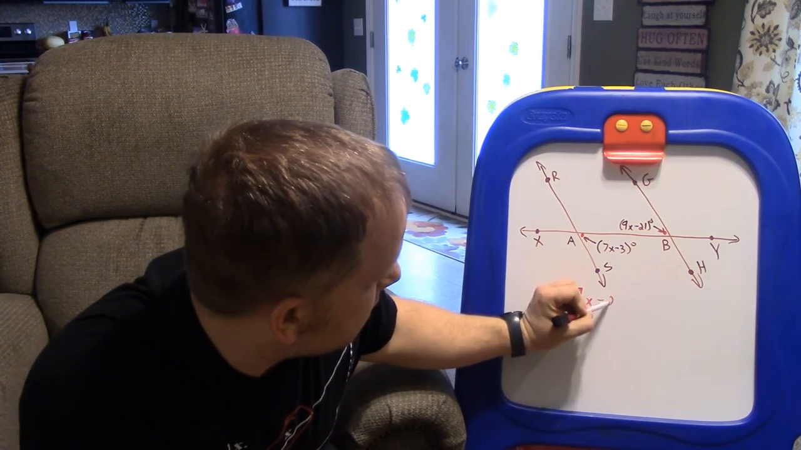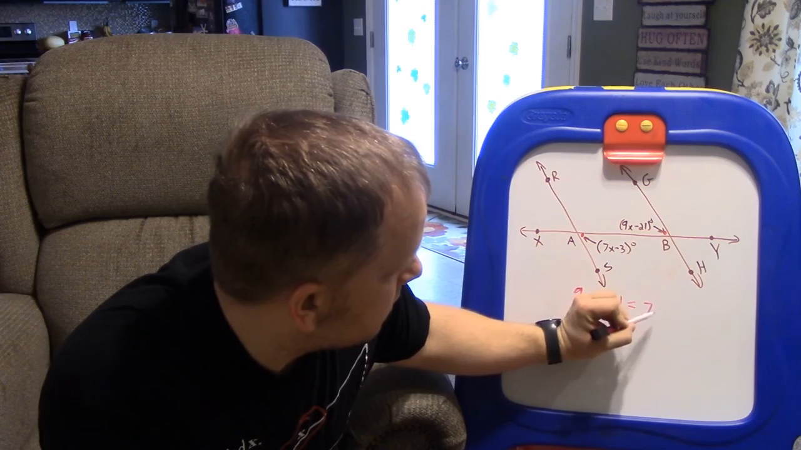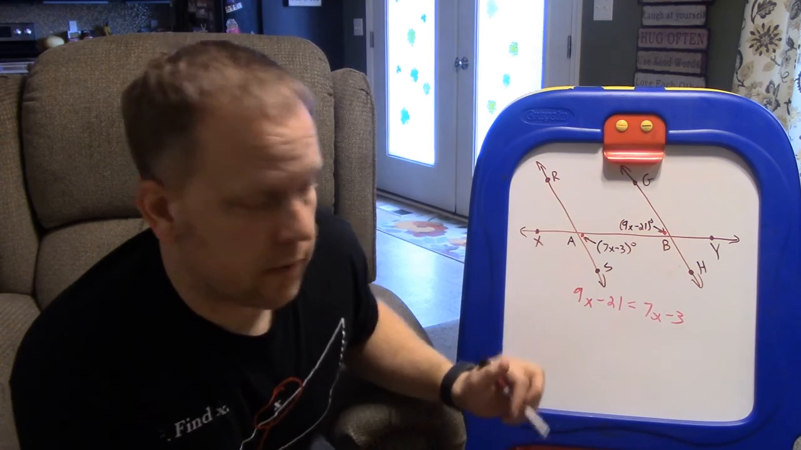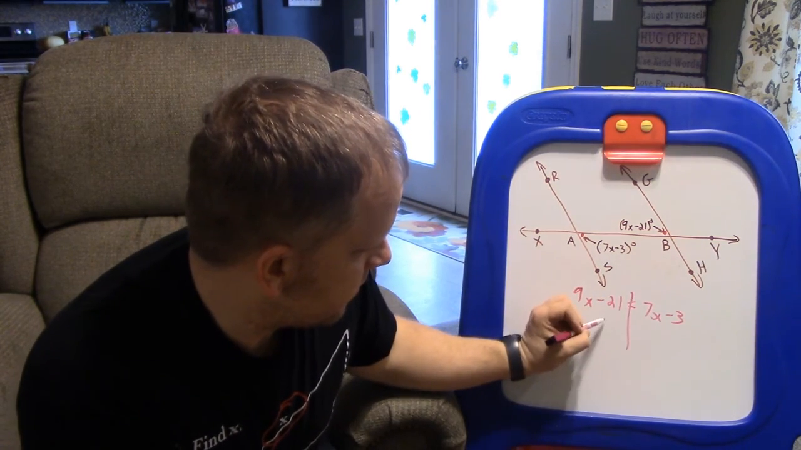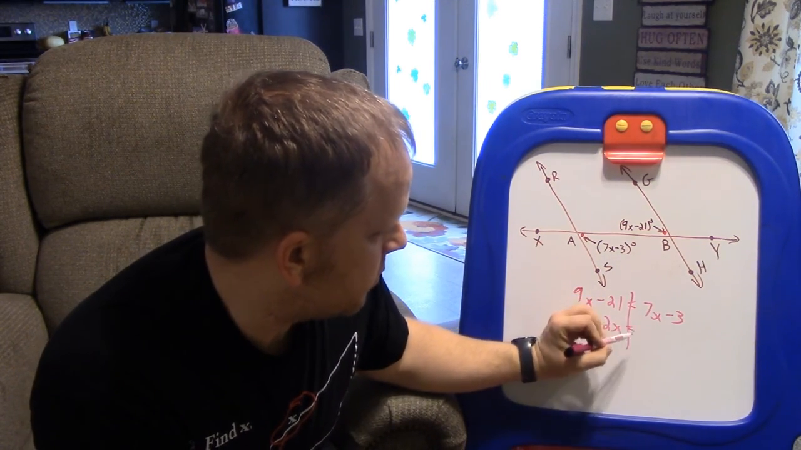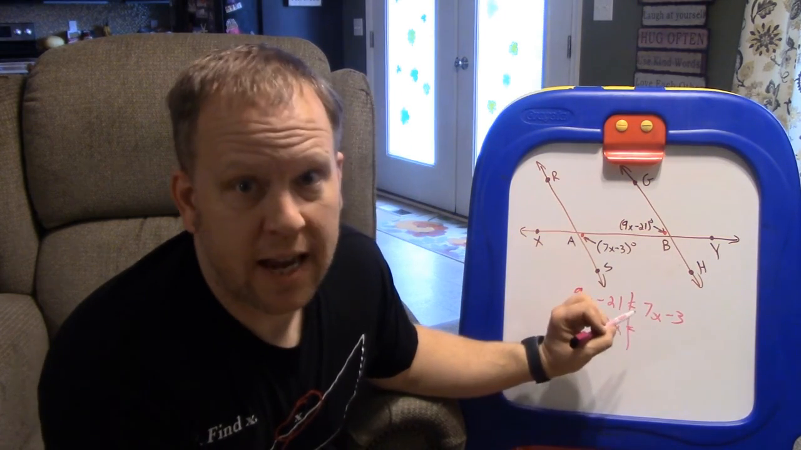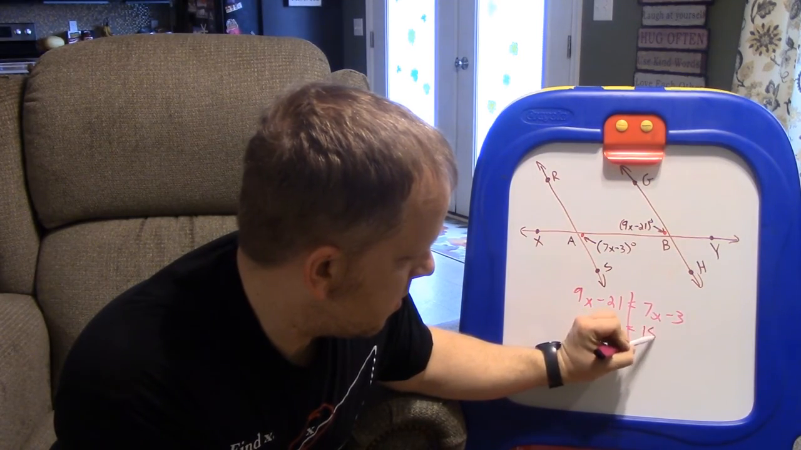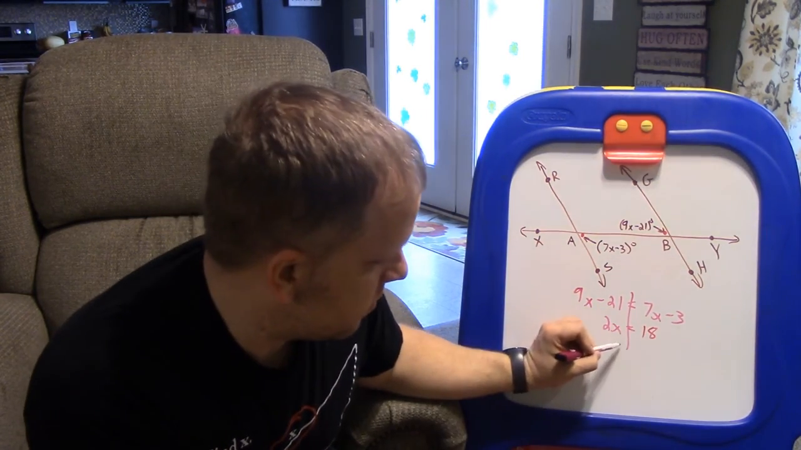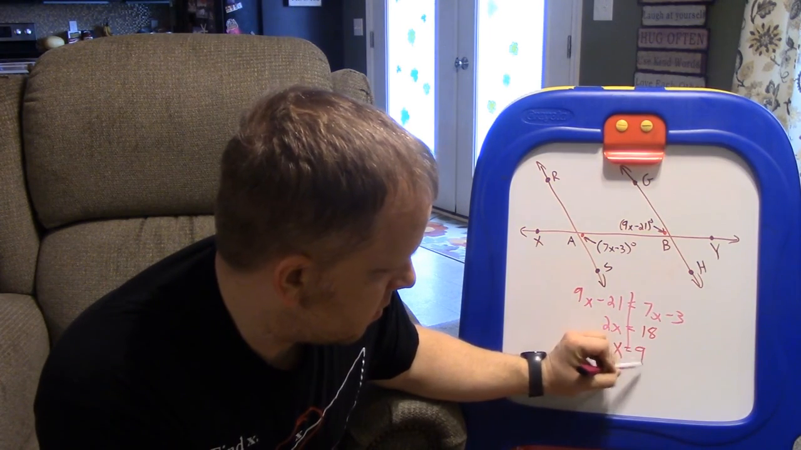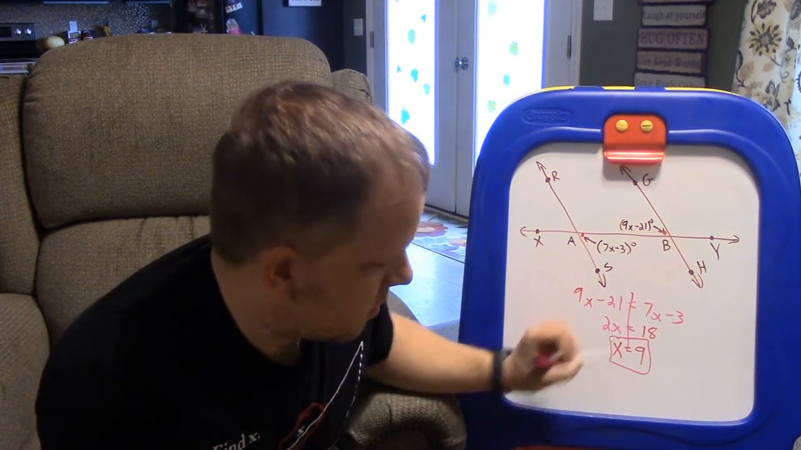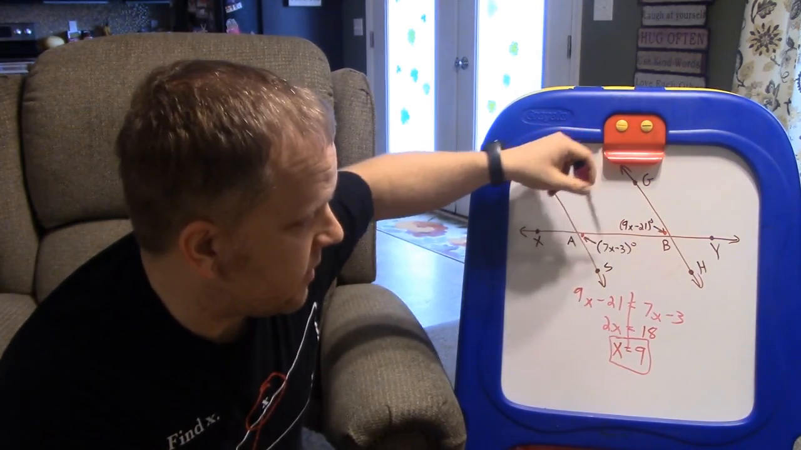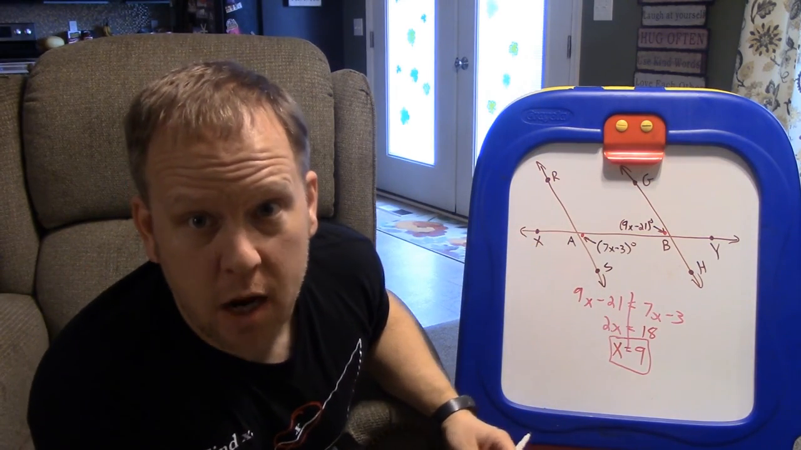9x minus 21 equals 7x minus 3. Set it up, solve it. It's just algebra, folks. 2x equals, add 21, negative 3 plus 21. Watch your positive negative numbers. Divide by 2. Get x equals 9. Again, you can check your work, plug it in, and see if they come out equal. It should. I know what I'm talking about.